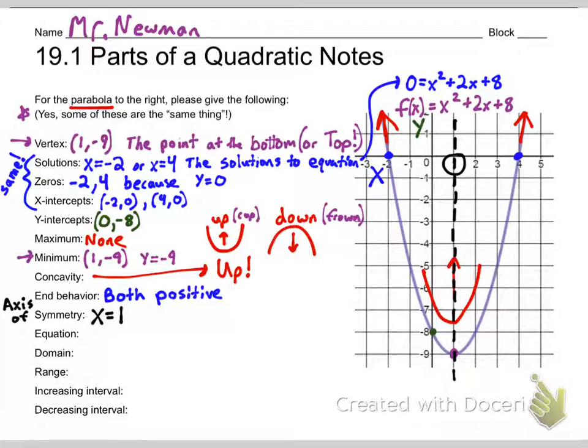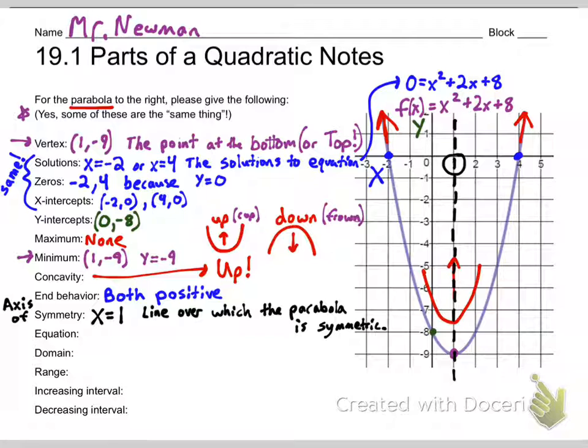In order to draw a vertical line, we have to have x equals, and you notice 1 is the x value of the vertex right there. So those values overlap as well. So if you know the vertex, you can find the axis of symmetry. X equals 1. You can go ahead and write down the definition. It's the line over which the parabola is symmetric.